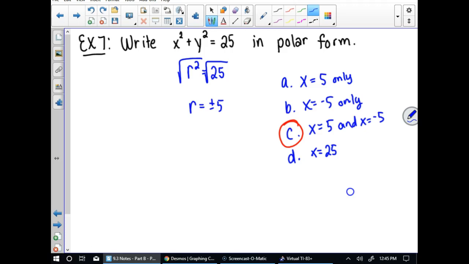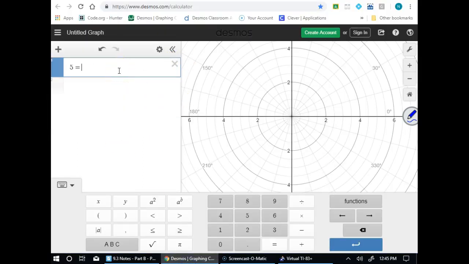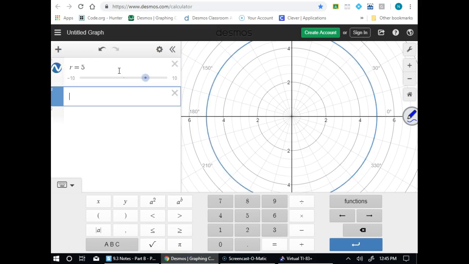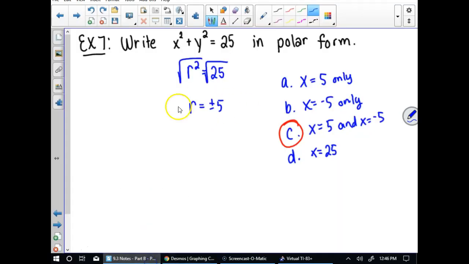You got 2 answers. And if you look at Desmos, you can see that when you graph r equals 5, and when you graph r equals negative 5, they're the same circle there. And when you graph x squared plus y squared equals 25, also the same circle. Okay, questions?